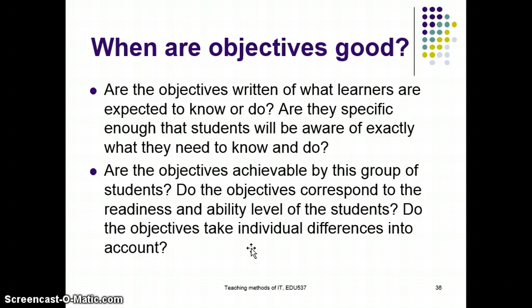When are objectives good? Are the objectives written in terms of what learners are expected to know or do? Are they specific enough that the students will be aware of exactly what they need to know and do? Next point, are the objectives achievable by this group of students? Do the objectives correspond to the readiness and ability levels of the students? Do the objectives take individual differences into account?